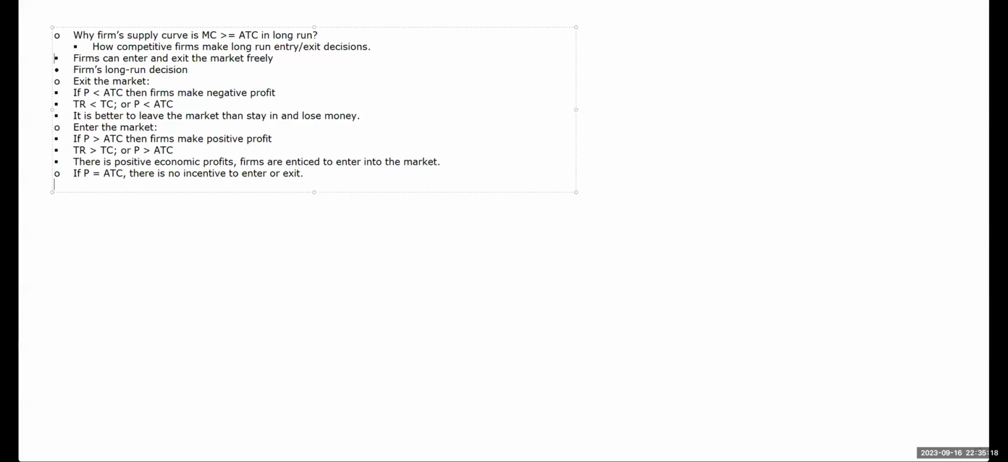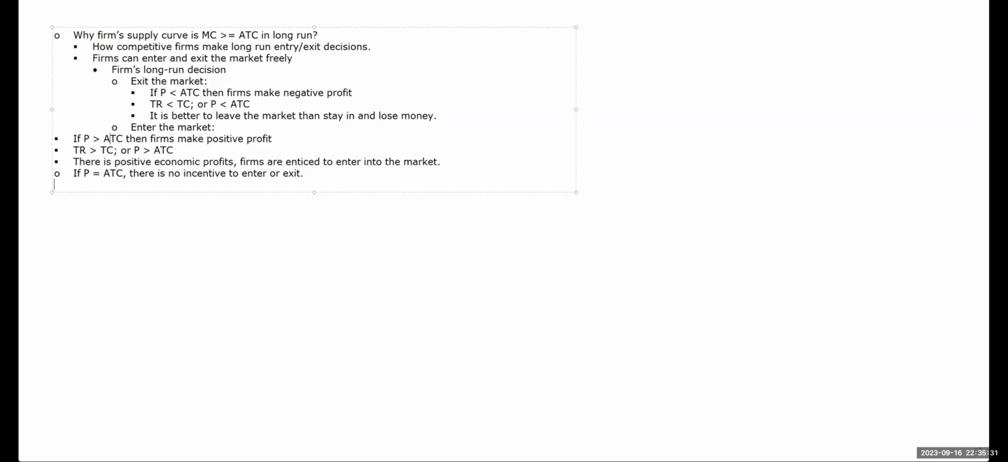Now let's talk about a firm's supply curve in the long run. Okay. Let me write this all out. Okay. So a firm's supply curve in the long run is the marginal cost curve where it's greater than or equal to average total cost. Why? Okay.